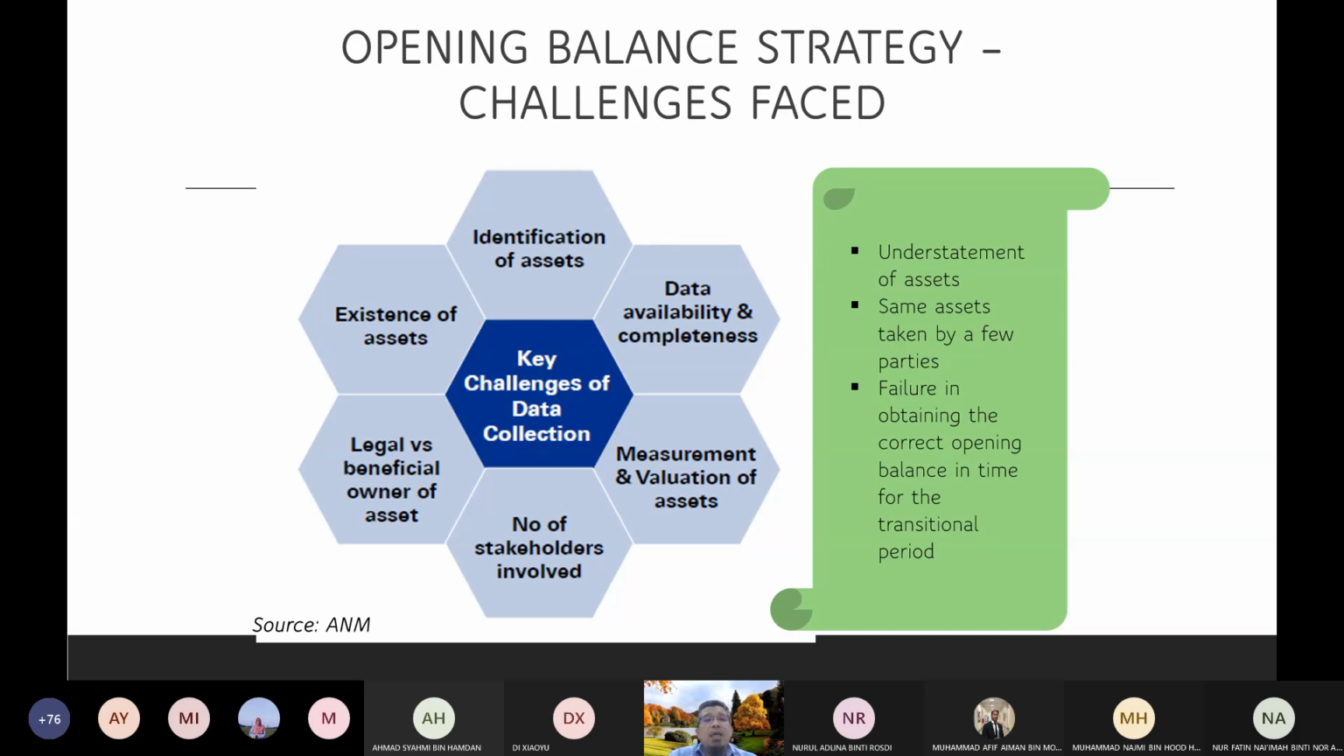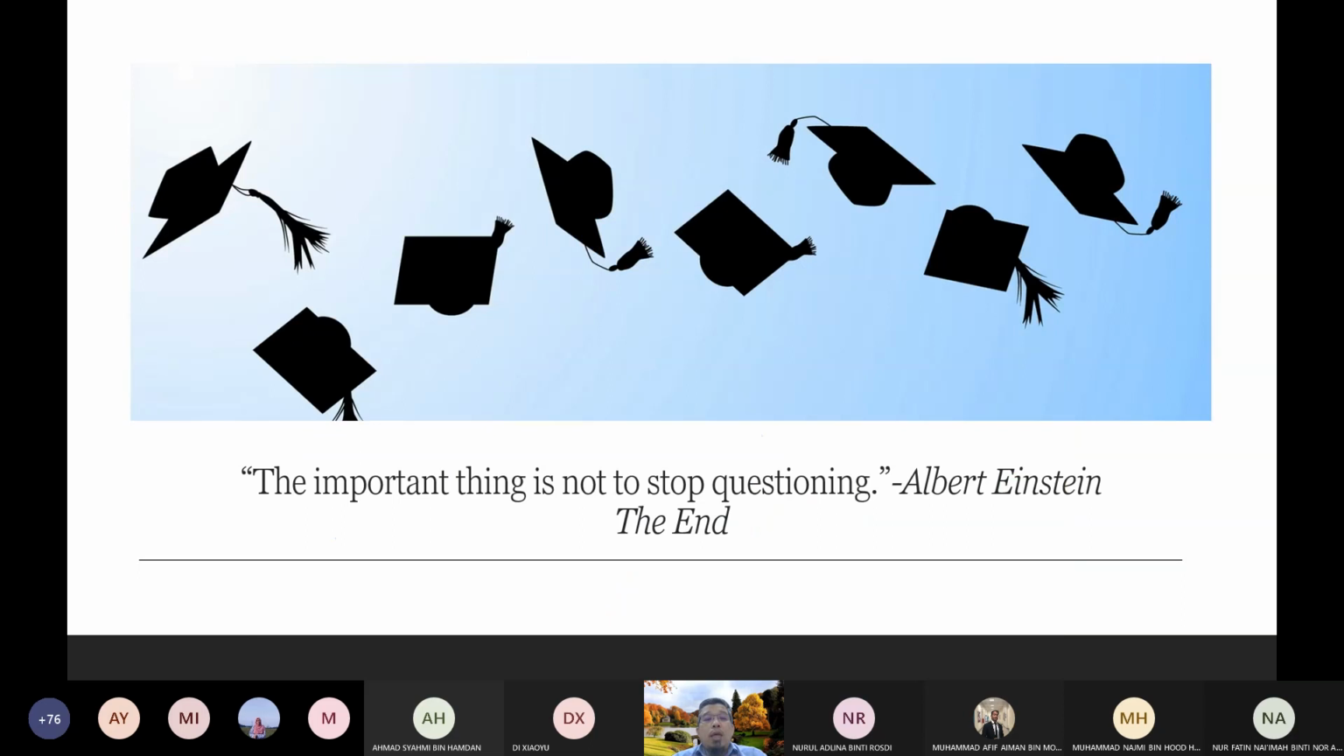These are challenges highlighted in the reports by the Accountant General. Understatement of assets, and the same assets claimed by a few parties, can happen. Multiple agencies have claims on the same asset, because they simply share the buildings, given the current practice of sharing the use of assets. There is also failure to obtain the correct opening balance in time for the transitional period. These are challenges, but it does not mean that they cannot be resolved. The important thing is not to stop questioning, as Albert Einstein said. I think that is the final remark.